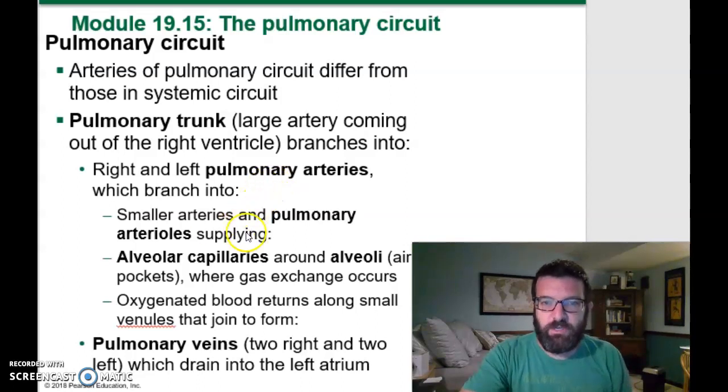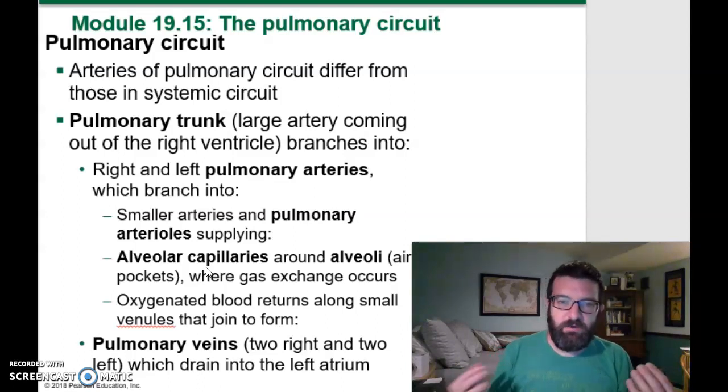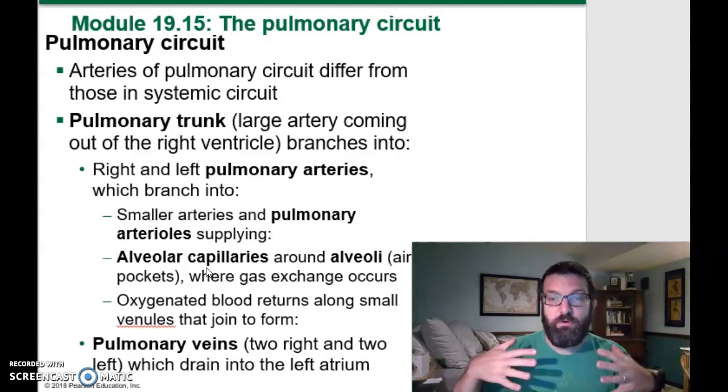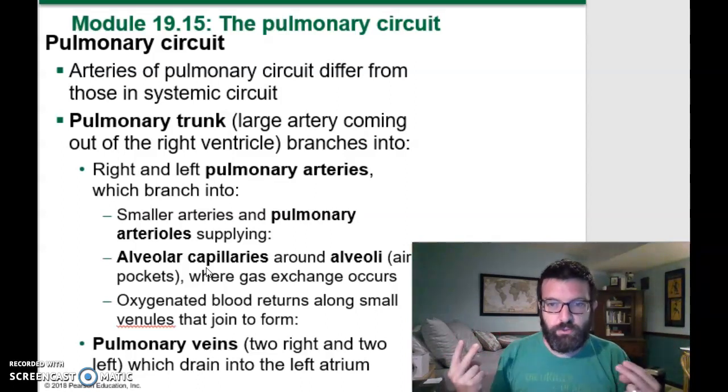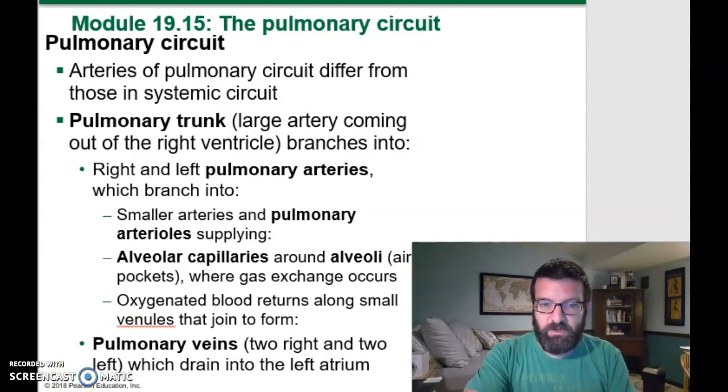And then eventually you get to capillaries, and this is where your gas exchange occurs. And then you get to venules and veins. And then eventually you converge on four pulmonary veins, two coming from each side, and each of those dump oxygenated blood into the left atrium.